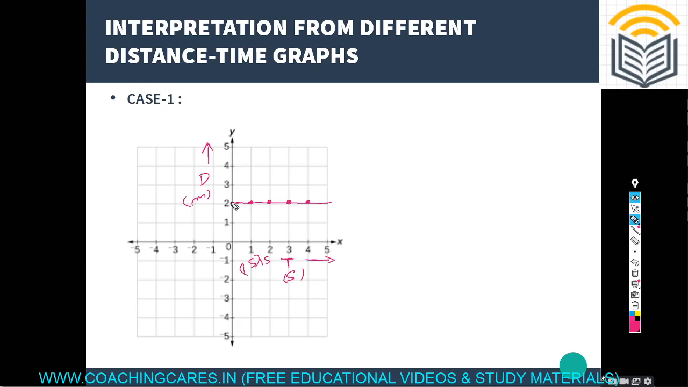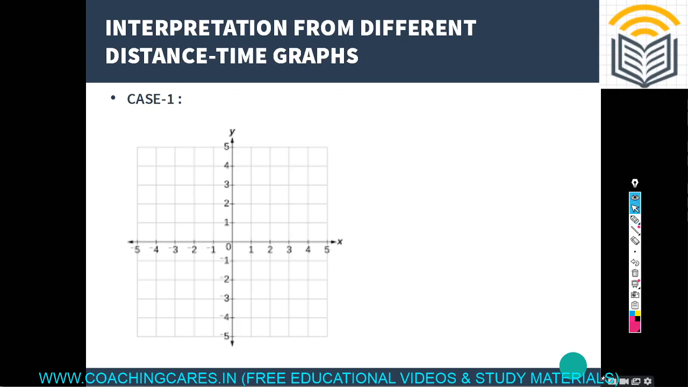the body movement is zero. From the starting position, the body was at 2 meter distance. So in the first 1 second, the movement is zero. Another 1 second, the body movement is zero. So the body is not in motion at all. This type of graph is known as body at rest. When this type of graph comes, which is a horizontal straight line, it shows the body is at rest.